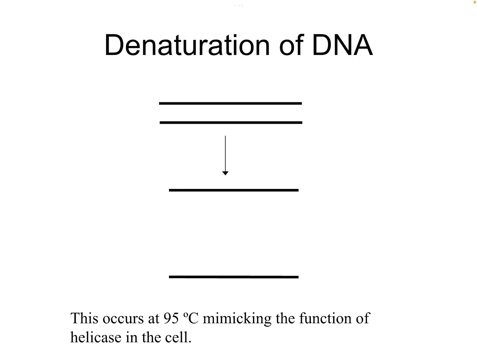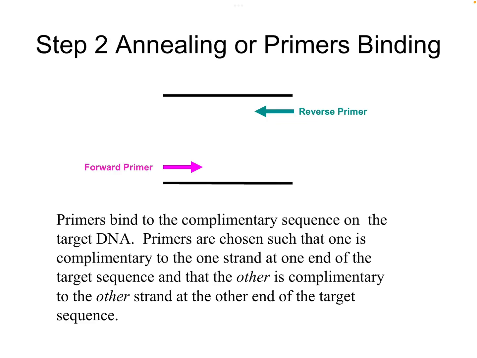The denaturation of DNA occurs at 95 degrees Celsius, mimicking the function of the helicase in the cell, right? Unwinding of the DNA. So at 95 degrees Celsius, we just denature the DNA. And the next is annealing, or binding of the primer. The primers bind to the complementary sequence on the target DNA. The primers are chosen such that one is complementary to one strand at one end of the target sequence, and the other is complementary to the other strand at the other end of the target sequence.